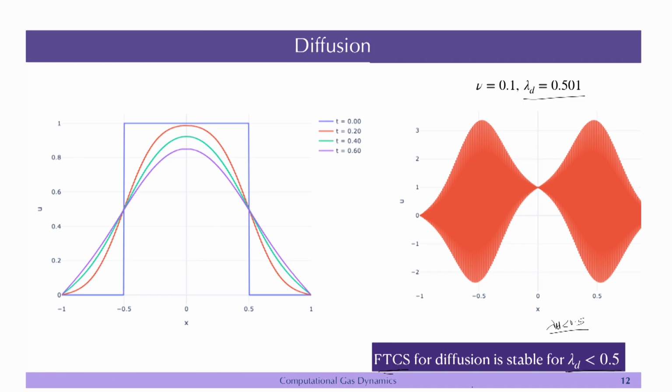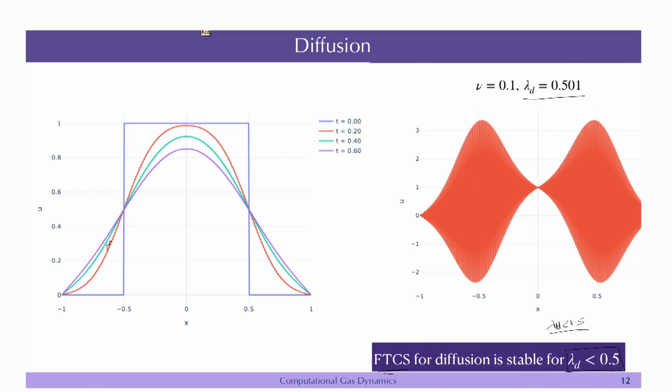Now, if the diffusion is very high, it may go slightly up, but theoretically speaking, the limit is lambda d less than 0.5. So sometimes you may have this wiggle kind of behavior sustaining even slightly above 0.5, but ultimately it will not give you the correct solution if the value is greater than 0.5.